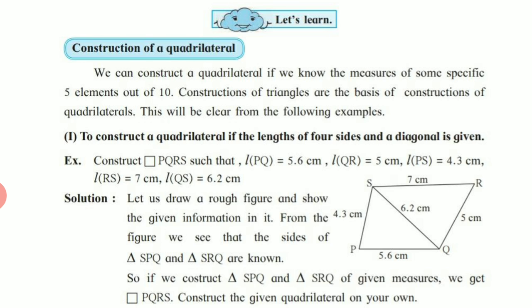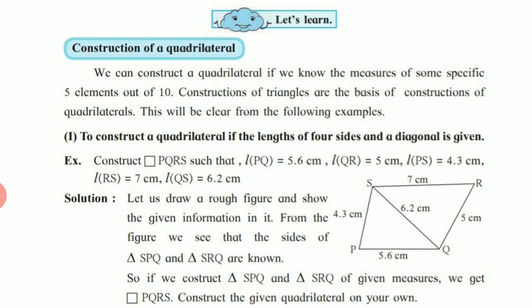First, to construct a quadrilateral, if the length of 4 sides and a diagonal is given, construct rectangle PQRS such that length PQ is equal to 5.6 centimeter, length QR is equal to 5 centimeter, length PS is equal to 4.3 centimeter, length RS is equal to 7 centimeter, length QS is equal to 6.2 centimeter. Let us draw a rough figure and show the given information in it.